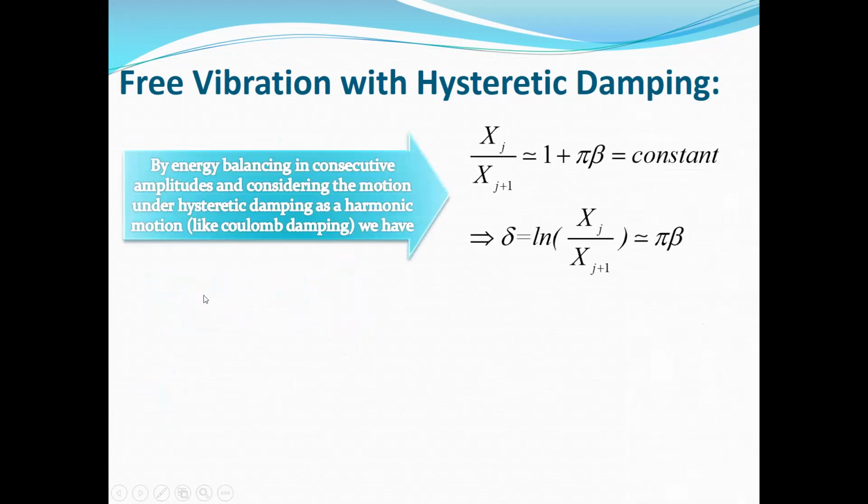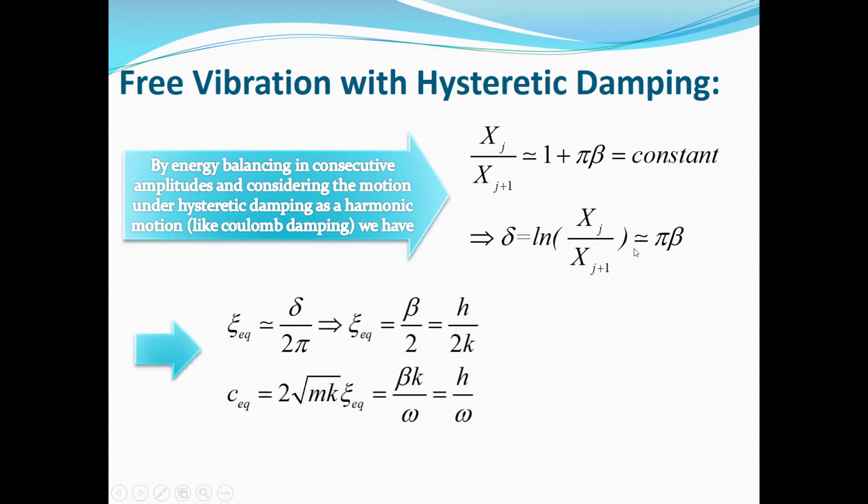Now to find the equivalent viscous damping coefficient, we can find the relation, the ratio between the two consecutive amplitudes of the motion, x sub j and x sub j plus 1. If you simplify the equation, it's approximately equal to 1 plus pi times beta, which is a constant value. And if you calculate delta to find the logarithmic decrement, it's approximately again equal to pi beta.